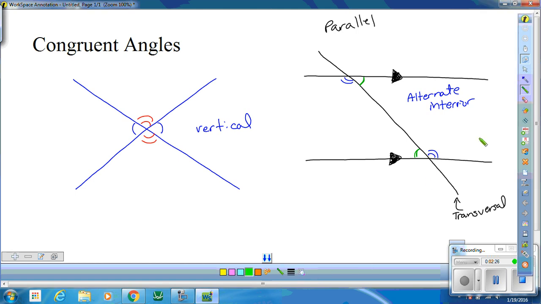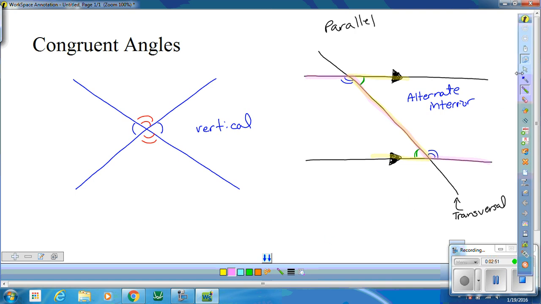I had one teacher explain it: if you can draw a Z or a backwards Z, this creates a Z. So that angle and that angle have to be equal. The ones outside of that, they have to be equal. That draws a Z this way. So these have to be, and those have to be. They are congruent to each other.